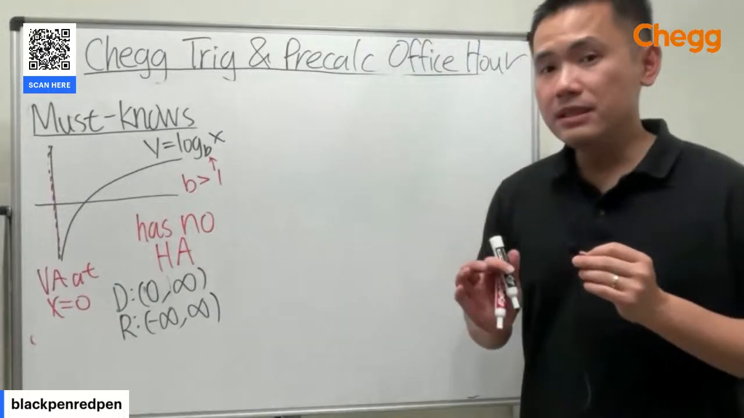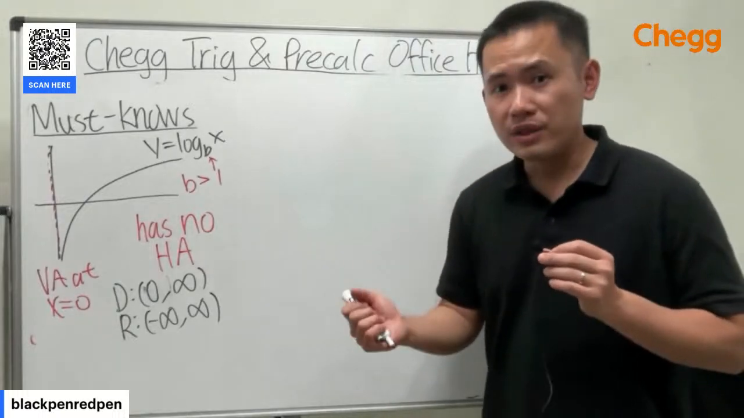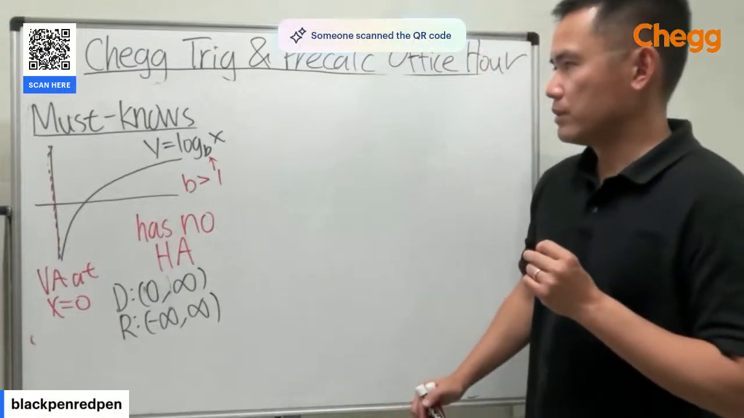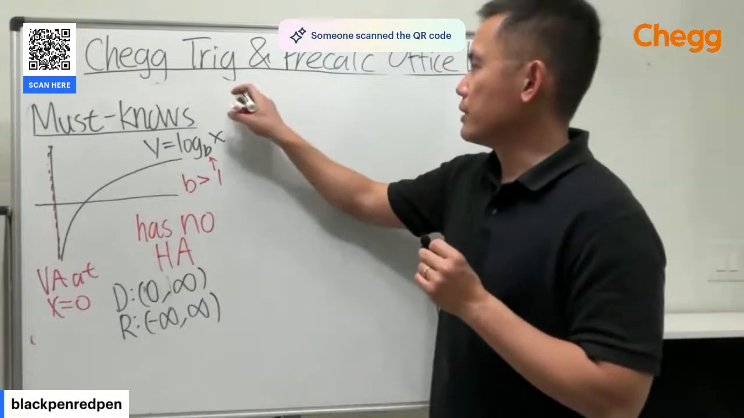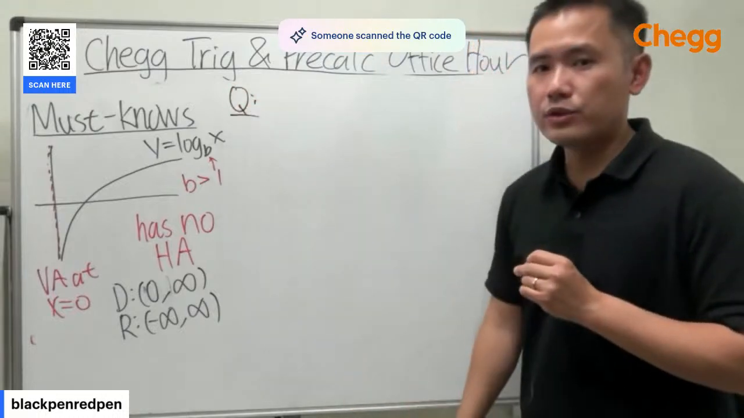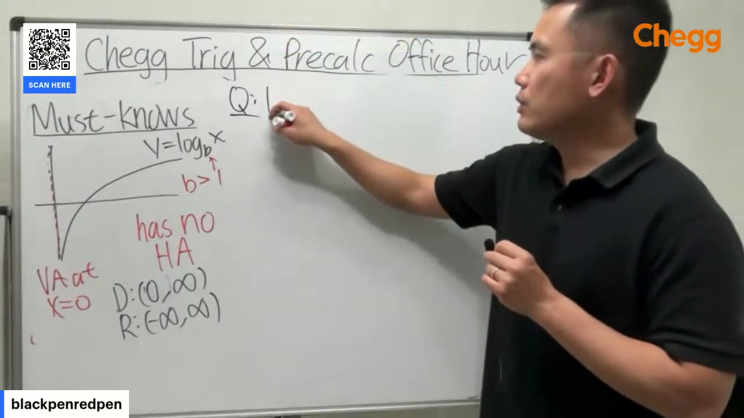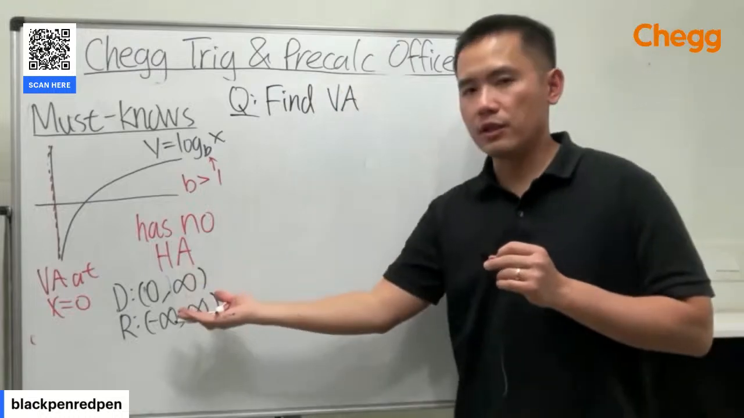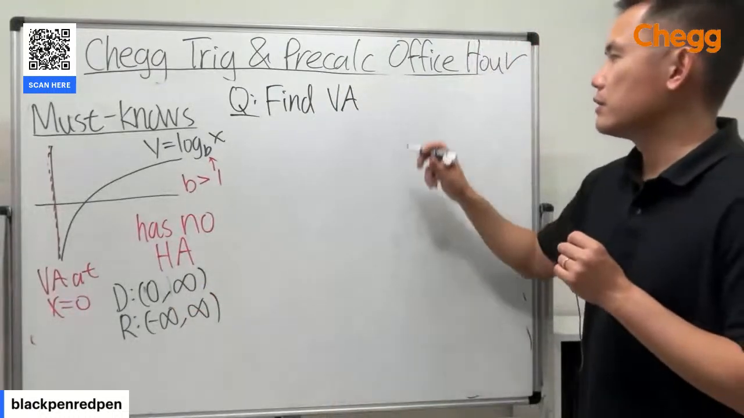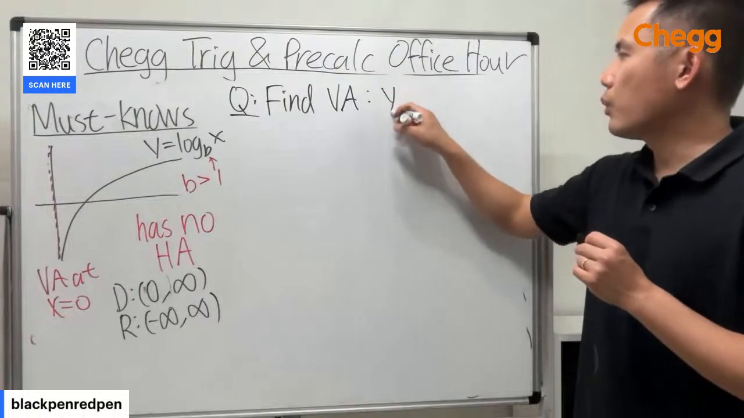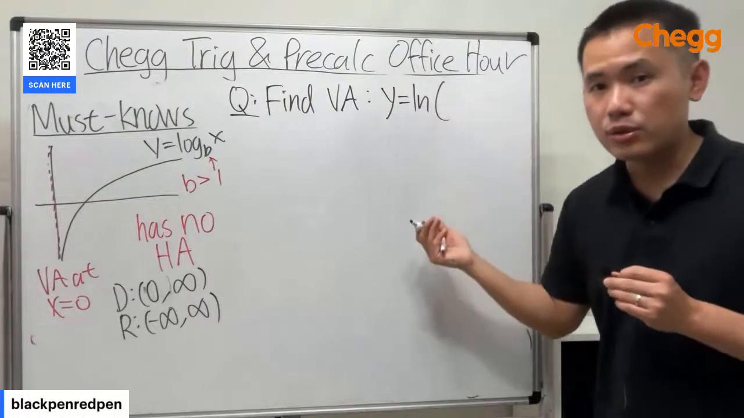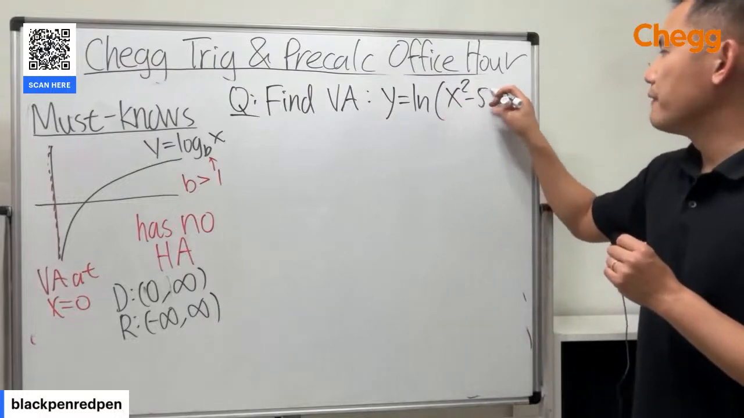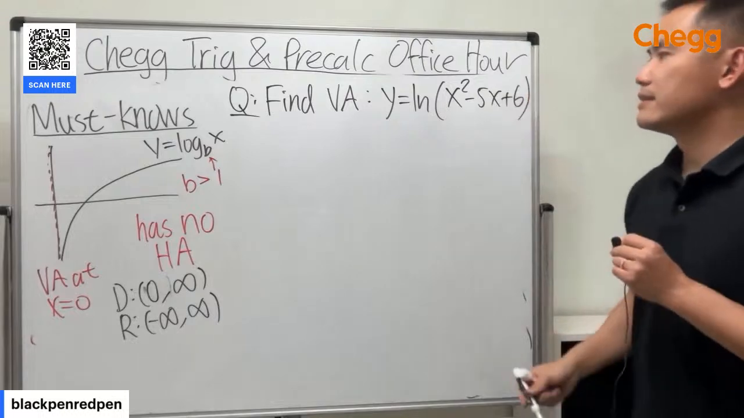And perhaps this is one of the hard questions that you usually get as pre-calculus students. So I want to mention that real quick. Here's a question about log functions. Let's focus on finding the vertical asymptote, because there's no horizontal asymptote anyways. Find the vertical asymptote for y is equal to ln, which is just the natural log, of x squared minus 5x plus 6.